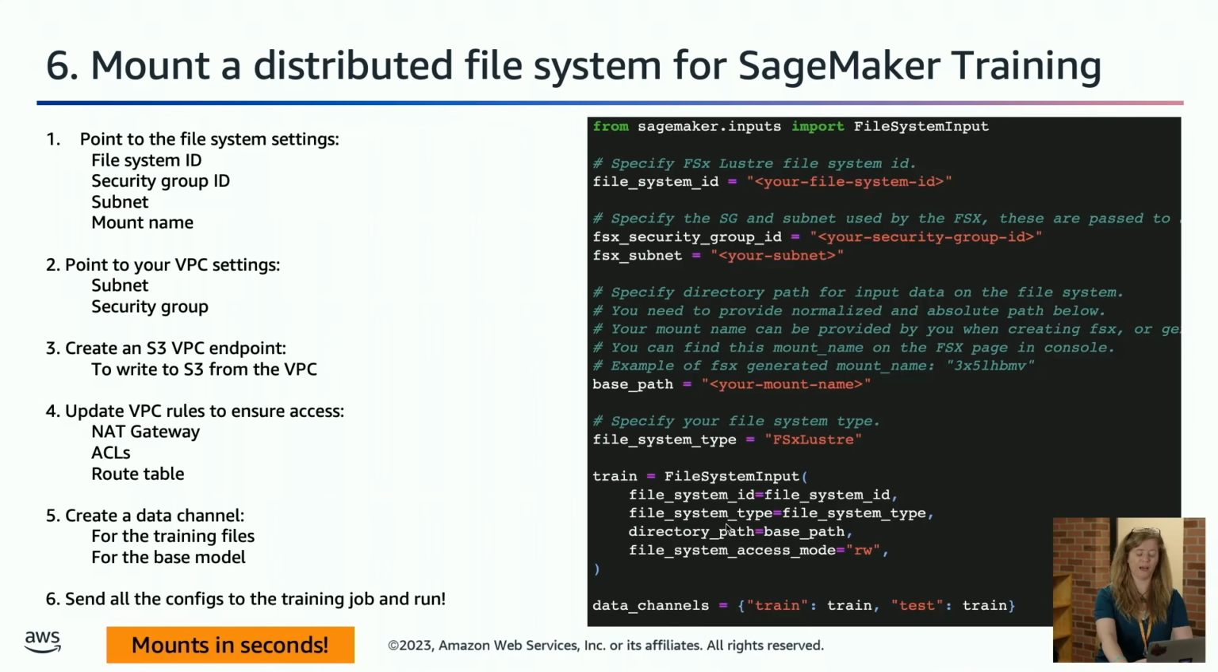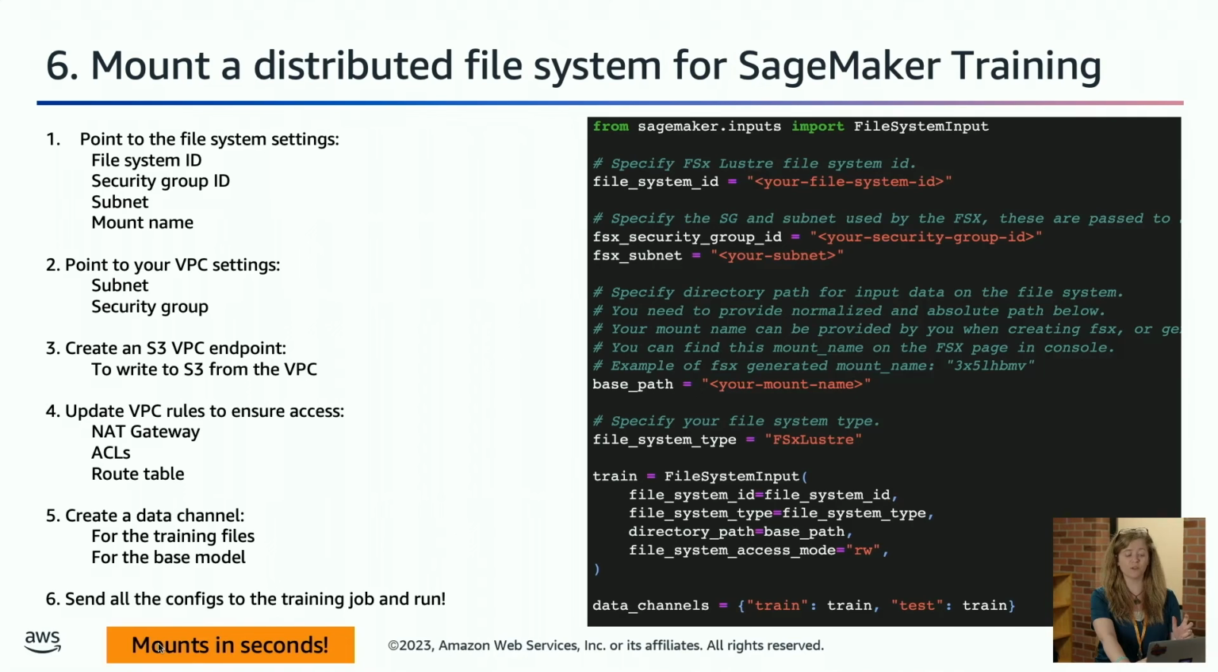I like actually passing my model as a channel. I find it a lot easier because then inside of the training script, you're going to point to those channels. Inside the training script, it actually is an environment variable. So you point inside the script to an environment variable that lets you read from the training channel and that lets you read your model. So I find it very intuitive to pass the model as a train channel in addition to obviously your training files. So you'll do that. Then you send the configs to the training job and you click run.